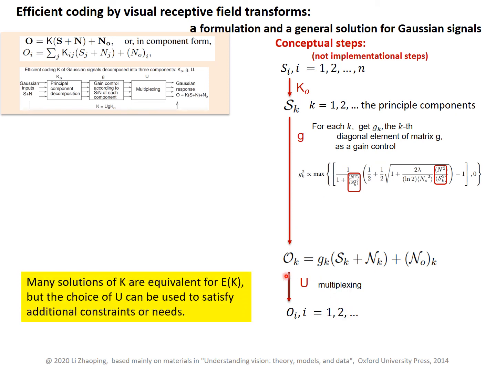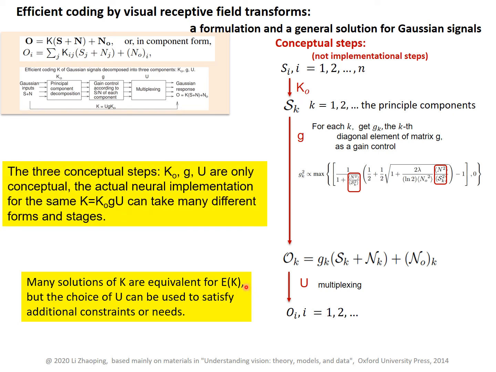Because this coordinate transform U can take many different forms, many different solutions of K, which is composed of K0, G, and U, are equivalent for the optimal solution K to make EK minimized. But this choice for choosing different U can be used to satisfy additional constraints or needs that have not been specified by EK.